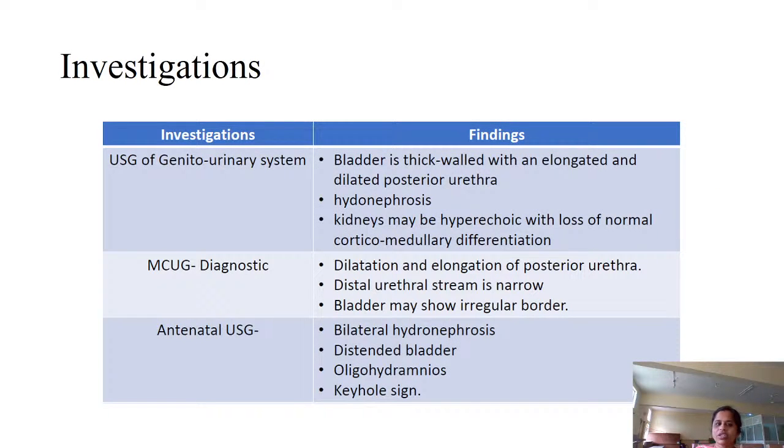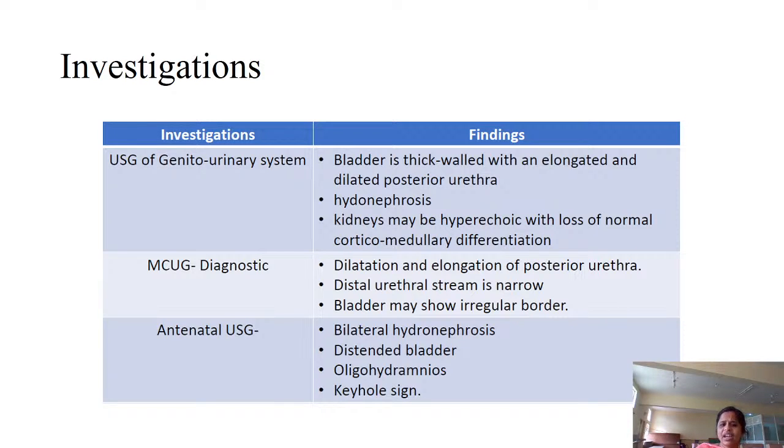For investigation, obviously you will want to do an ultrasound. On ultrasound, because of the chronic distension with urine, as the urine cannot pass through the urethra, the bladder is thick-walled with an elongated and dilated posterior urethra, and hydronephrosis can obviously be picked up. Kidneys may be hyperechoic with loss of normal corticomedullary differentiation. These are all later findings, not at birth, but it presents after it has been chronically missed, maybe in infancy. In MCUG, you will see elongation of the posterior urethra, the distal urethral stream is low, and the bladder may show an irregular outline.